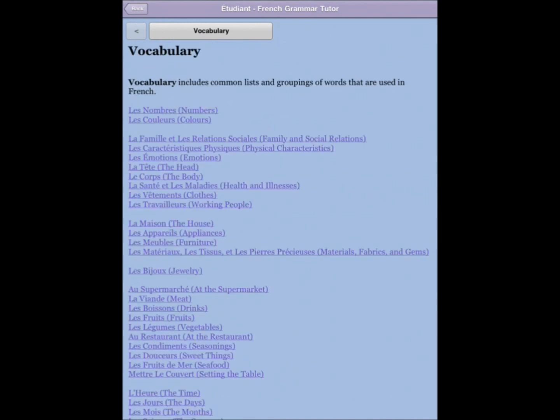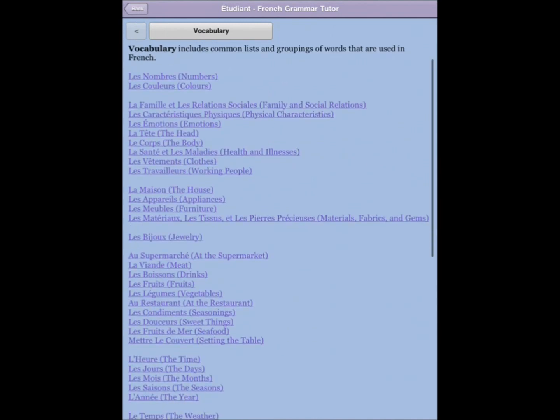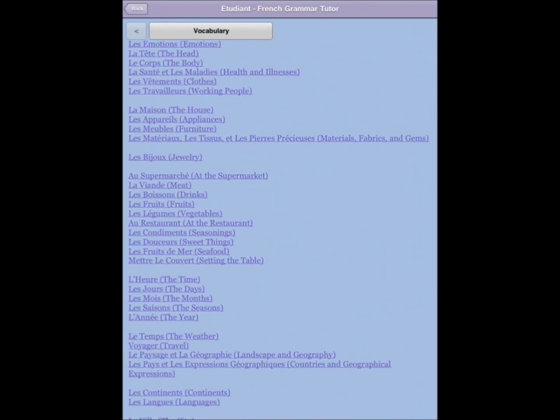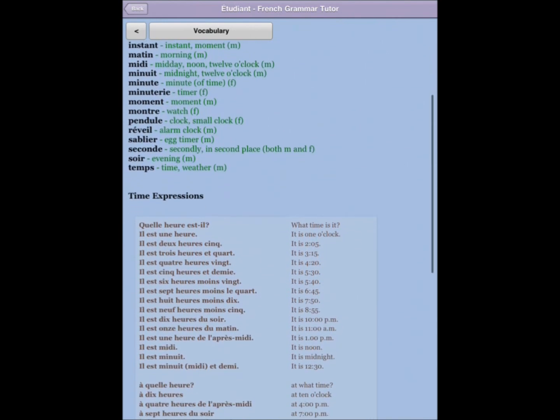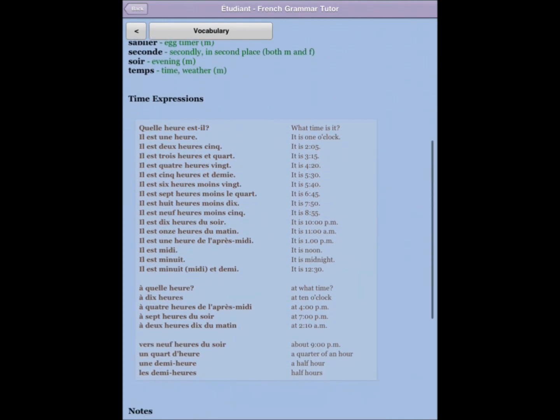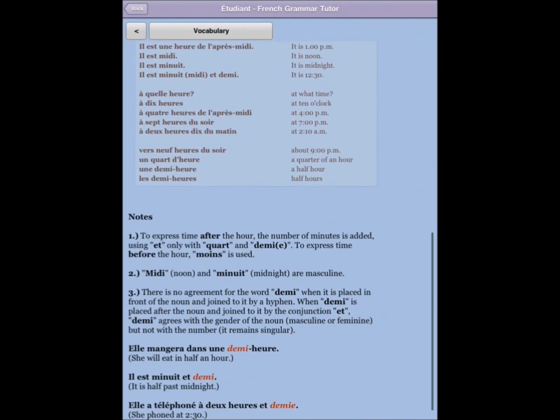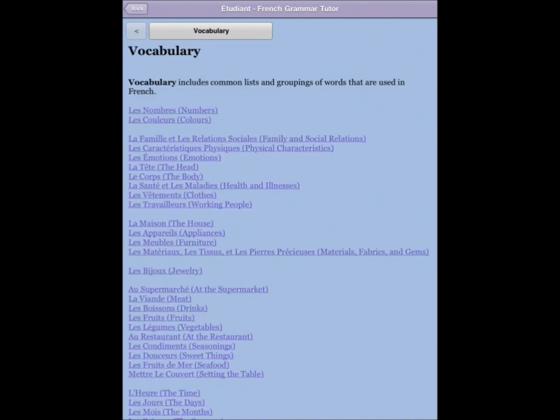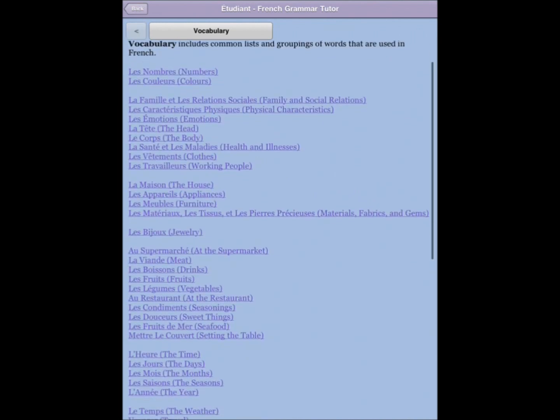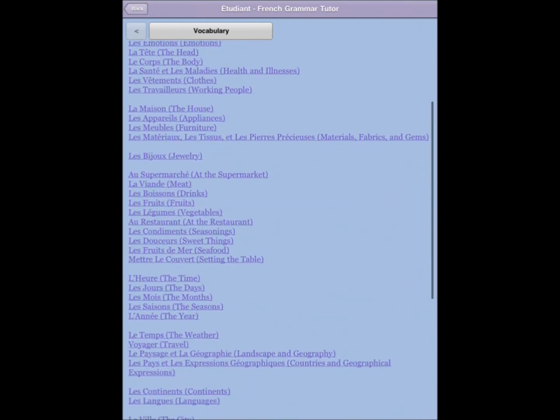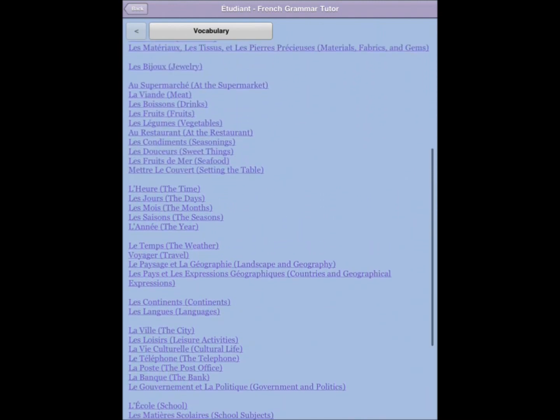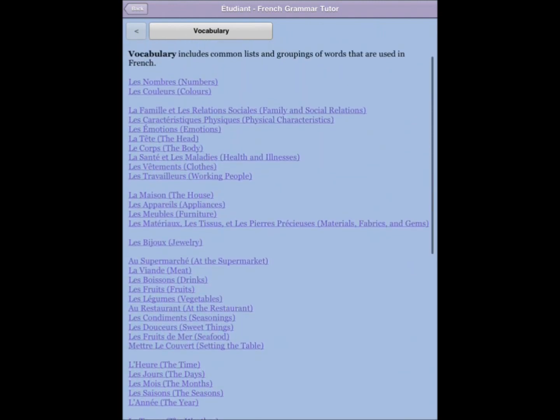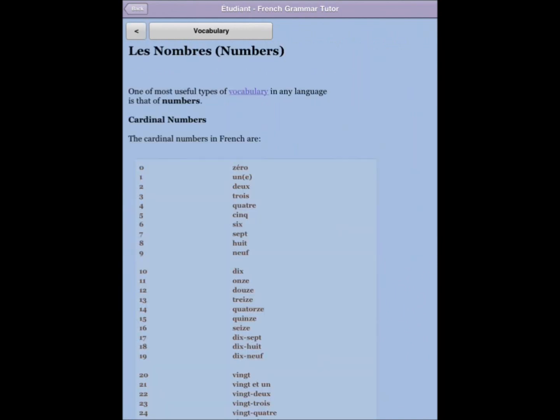There are also 65 categories of vocabulary in Étudiante. Take a look at a section on time. Here's some vocabulary to do with time, and also a list of expressions with some information. With 65 categories of information here, very easy to find what you're looking for.